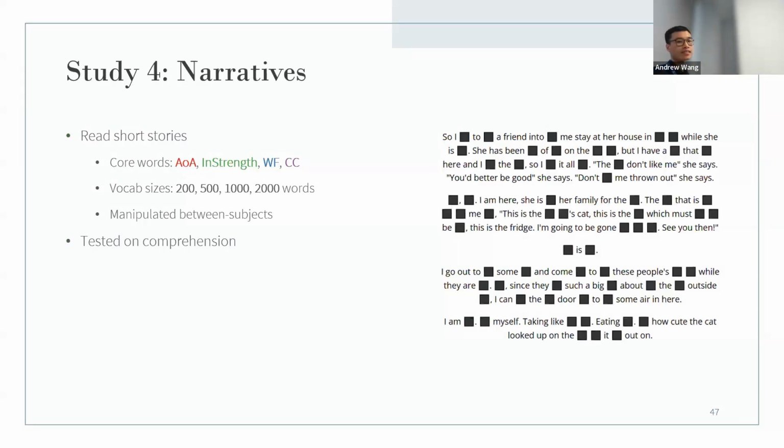Now, just quickly looking at study 4, so we did the same kind of study with the same questions, but using narrative texts instead of these expository factual texts. And so again, we got people to read short stories that looked like this with only certain words from each of the core vocabularies revealed in the text. This time we manipulated the text between subjects rather than using this incremental design. And then after participants read those stories, we tested them on their comprehension.